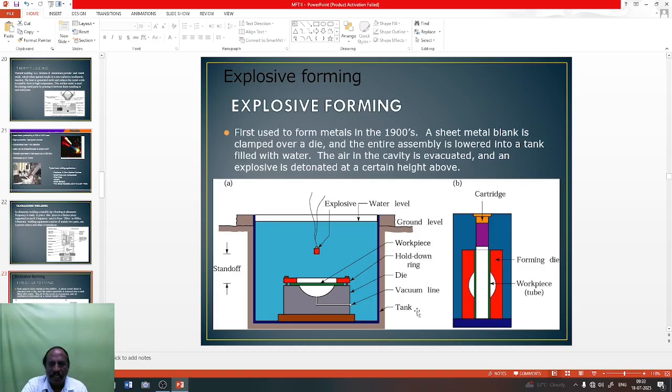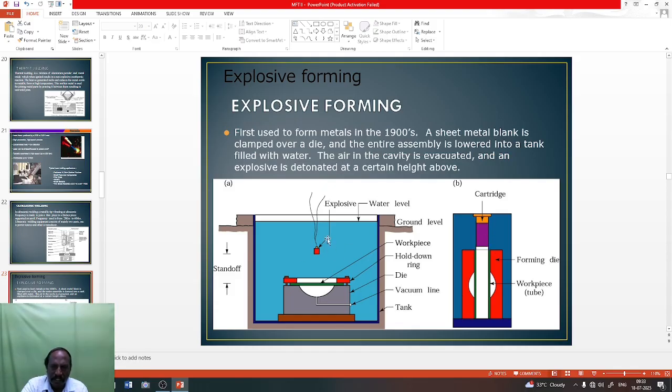And here is the tank, here is the vacuum line, and here is the die. The hold-down ring and the work material, the workpiece, are here at ground level. Also, this is the standoff, and here is the cartridge and forming die, and the work tube is kept on this side.